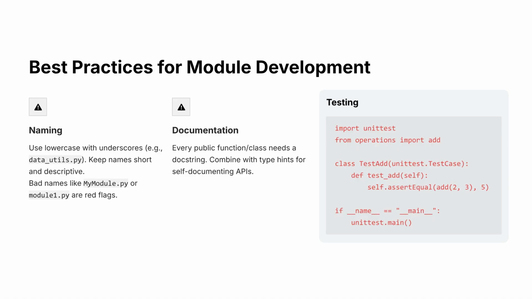Second, documentation. Every public function and class needs a docstring, no exceptions. Pair those with type hints, and you've got a self-documenting API that any dev can pick up without reading the source. Third, testing. Get in the habit of writing unit tests alongside your modules. The example here uses Python's built-in unittest module. It's stdlib, no extra installs needed. If your module is well designed, it should be trivially easy to test in isolation. If it's hard to test, that's usually a sign the design needs work.